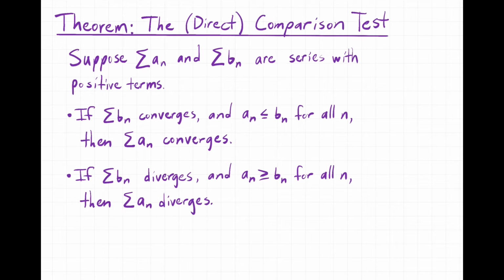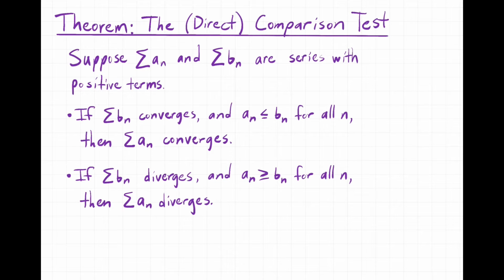Suppose that you have a series, the sum of an, n starts at wherever it starts, and the sum of bn. Suppose these are two series with positive terms. Very important that we are working with series with strictly positive terms. Otherwise, these tests do not work.